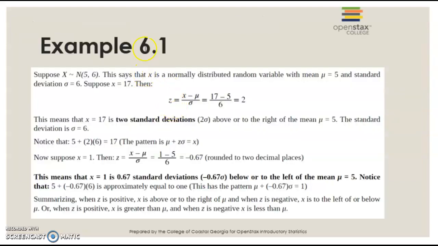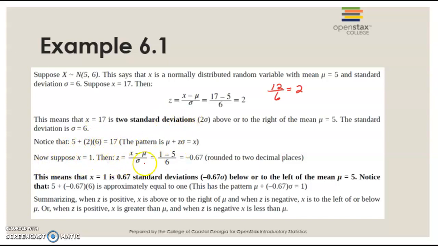So right here is just going over again the z-score. You have the data value that you've got, in this case 17, minus the mean, which was 5, divided by the standard deviation, which is 6. So 17 minus 5 over 6 gives you 12 over 6, which is 2. That means it's 2 standard deviations above the mean, where the standard deviation is 6. Okay, so they did 5 plus 2 times 6 gives you the 17.